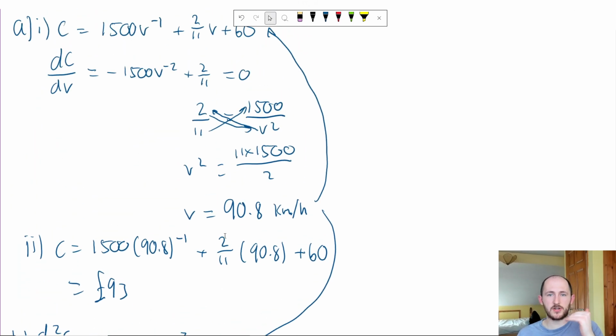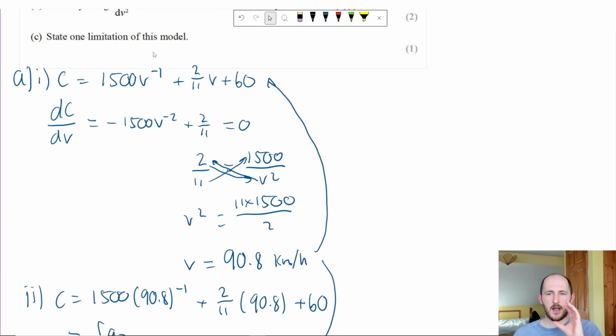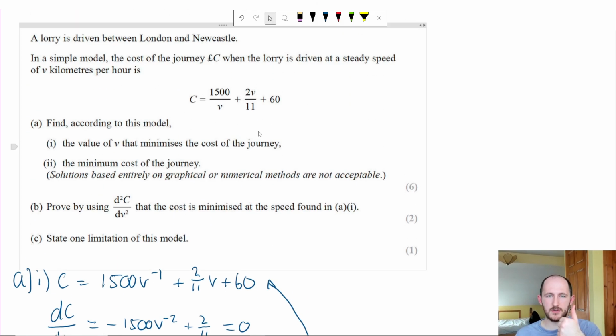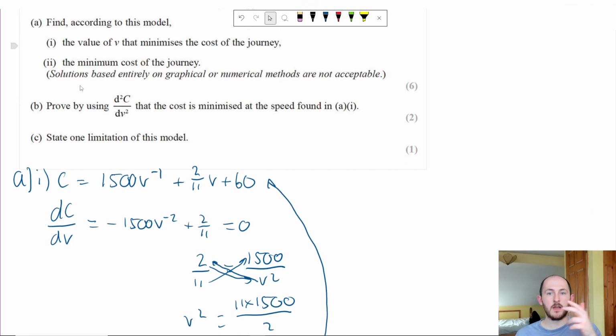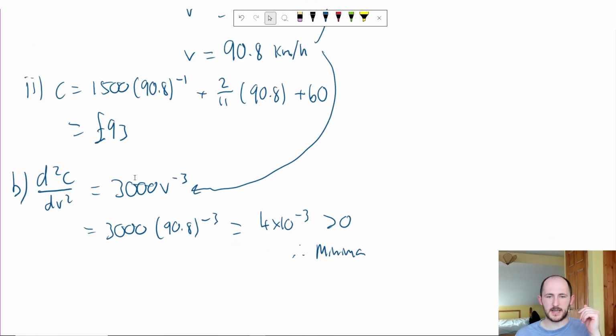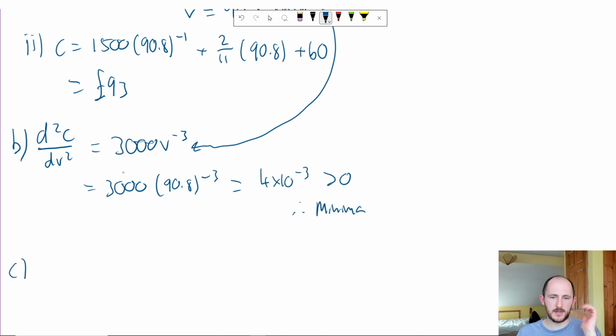Again, can you see how the structure is the same each time? Well, very similar, I should say. Generally, the first part is making the equation. In this question, they gave it to us. The second part is finding the values that maximize or minimize something. Proving it's a maxima or minima. That's the general layout. Sometimes they give you the first part, and then the last part will be state a limitation of the model. But either way.